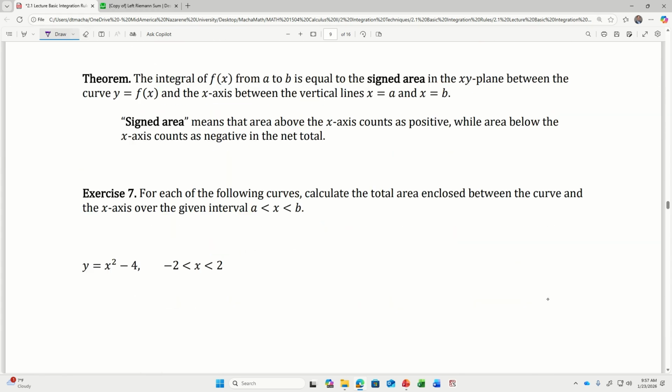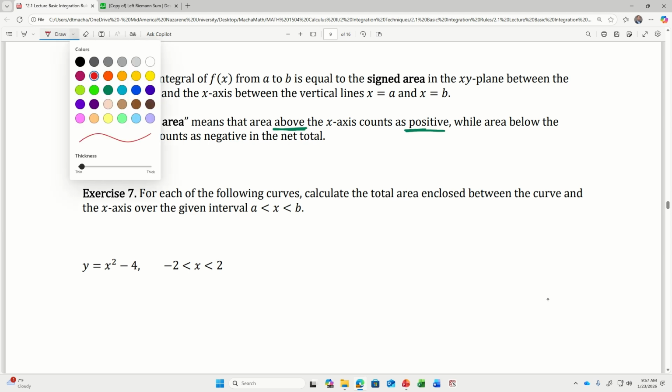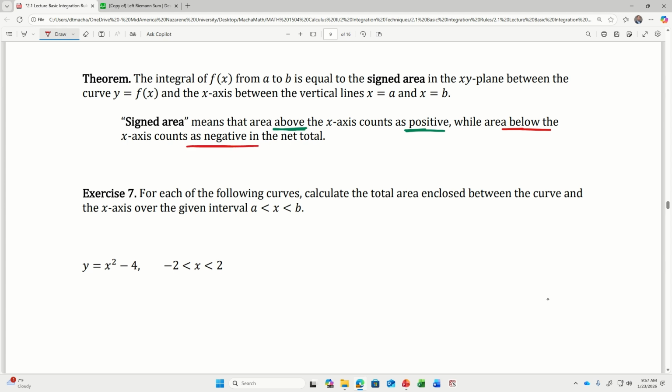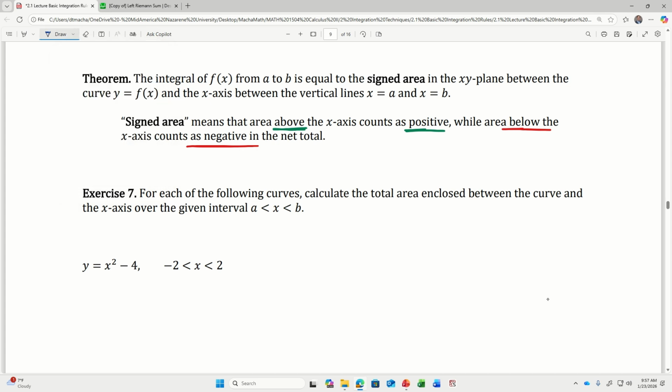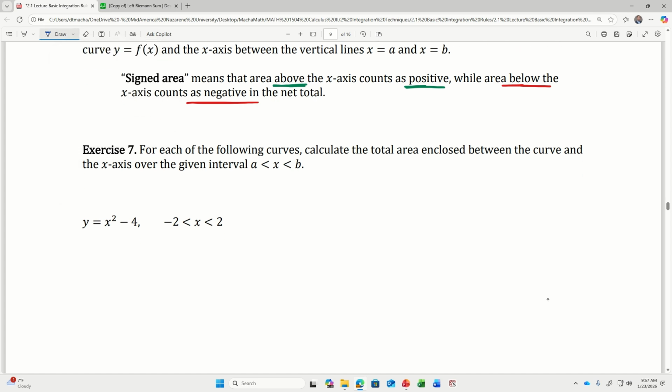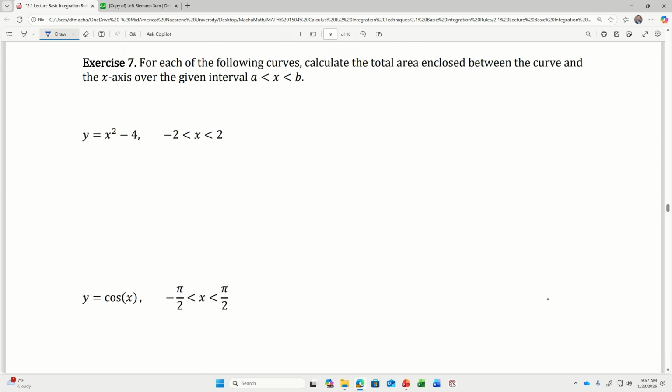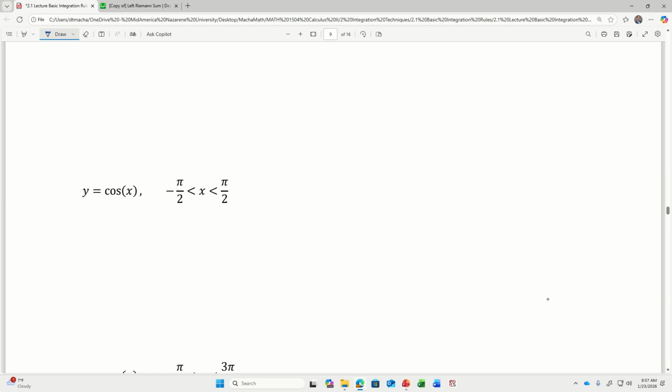Next, the integral is equal to the signed area in the xy plane between the curve and the x-axis. And when I say signed area, I mean that area above the x-axis counts as positive area, while areas that are below the x-axis count as negative area when you get the net total. So the best way to see this is by example. We'll focus on these two.